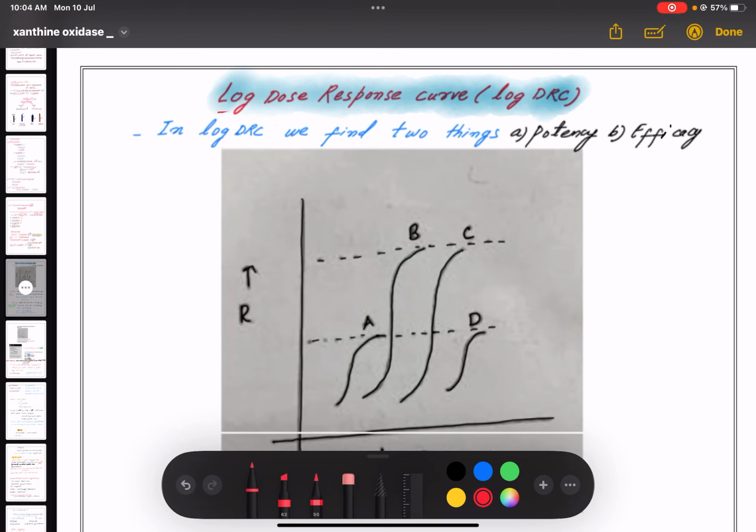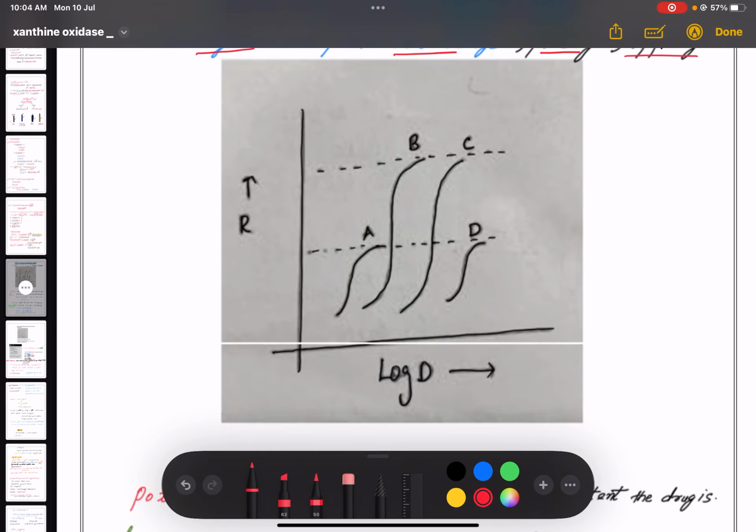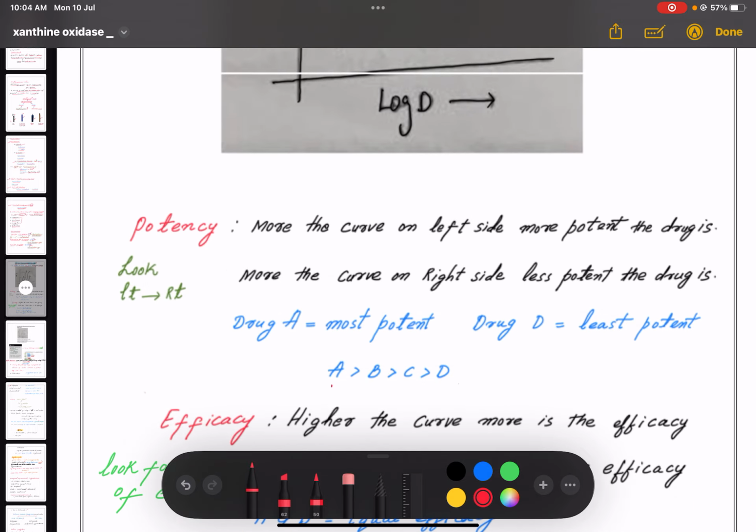Now let's talk about log dose response curve or log DRC. It is a very important topic. It is repeatedly asked in the FMG exam. In log DRC, we find two things. The first one is potency and the other one is efficacy. Let's remember some important points about potency and efficacy.